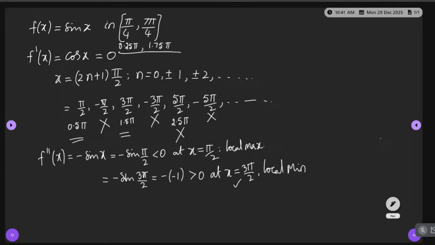One local minima, that is at x equals 3 pi by 2. That's enough. This was also asked in the previous examination. Okay. Try to discuss some more.